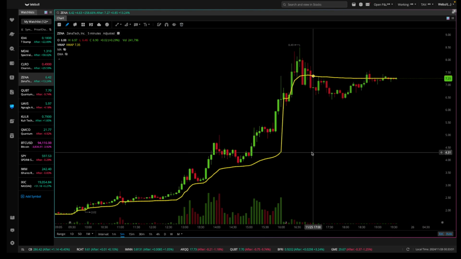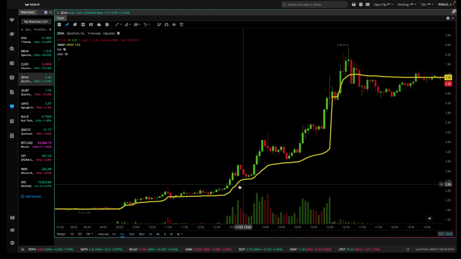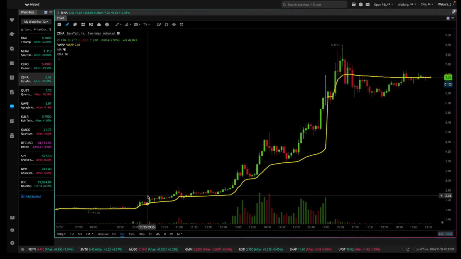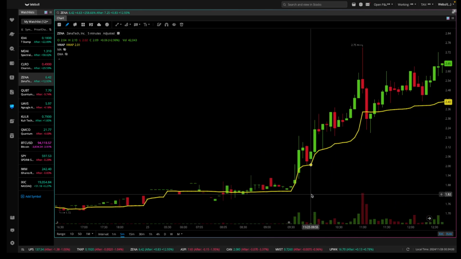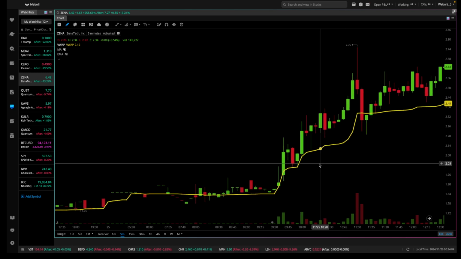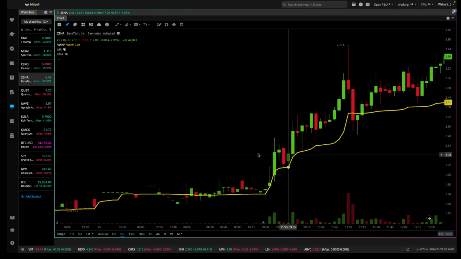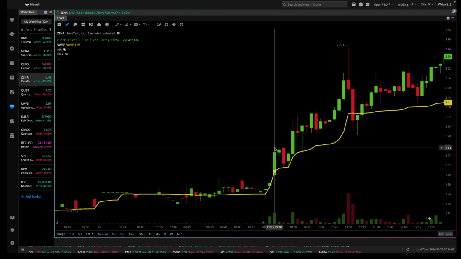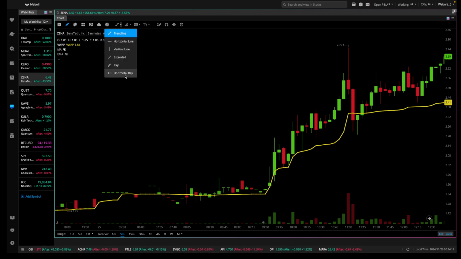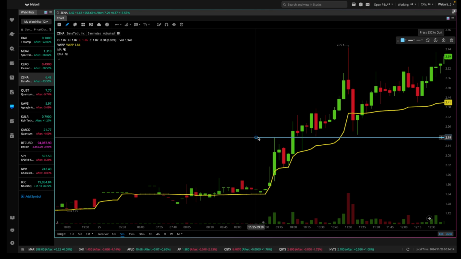I saw Zena running, around the open if I'm not wrong. I got on around 10, and we were running around here. We formed this flag. I didn't get in initially, I kind of missed this area, but this met my watch list criteria. Why did this meet my watch list criteria? A nice increase in volume. That's a good sign. Now we have this resistance, right?